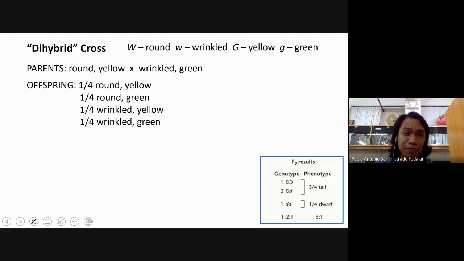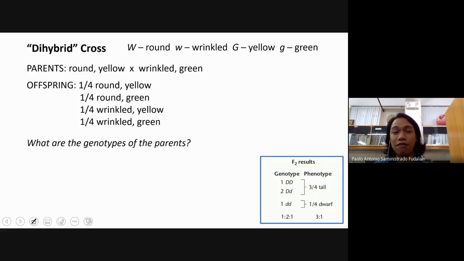So here's the question. What are the genotypes of the parents? Okay, so I'll give you time to answer, and then I will explain the answer.